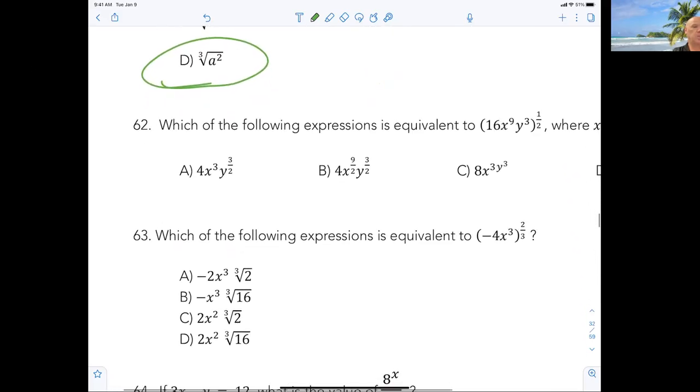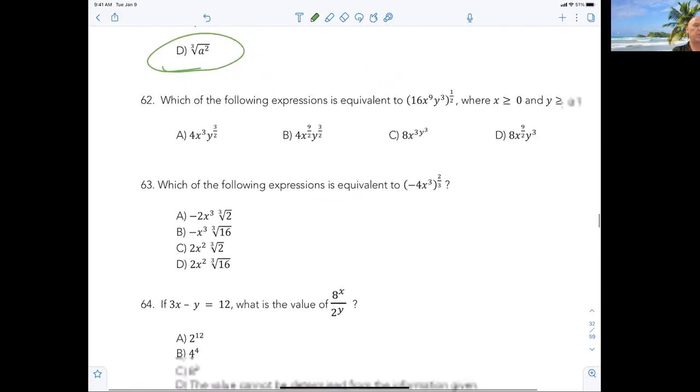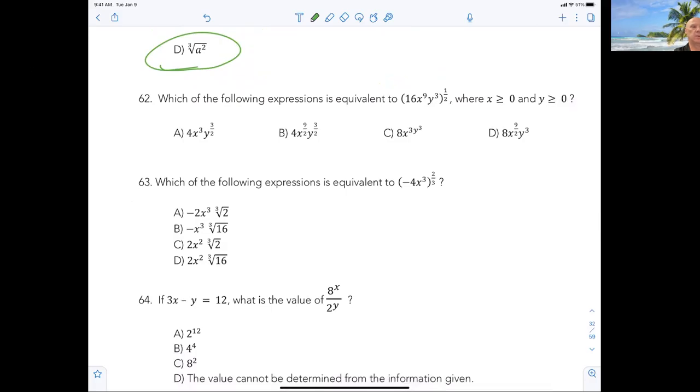Just like over here, this problem annoyed me a lot. 1/2 power means square root. Does everybody agree with that? So what's the square root of 16? 4. So it's not C or D. Now, what's the rule? Power to power, you always multiply. So 9 times 1/2 is 9/2. Answer B.